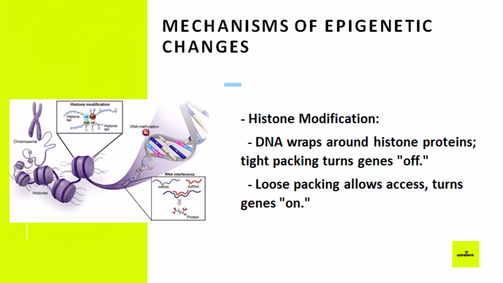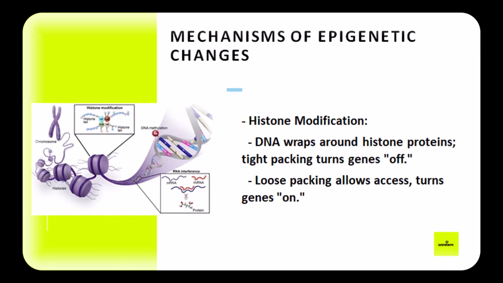2. Histone modification. DNA wraps around proteins called histones. When histones are tightly packed, proteins that read the gene have limited access to the DNA, turning the gene off. Conversely, when histones are loosely packed, more DNA is exposed, allowing the gene to be accessed and turned on. Chemical groups can be added or removed from histones to regulate gene expression.